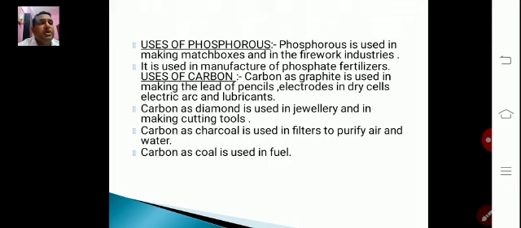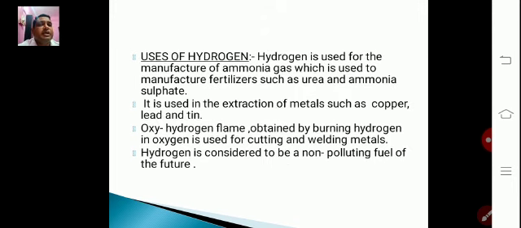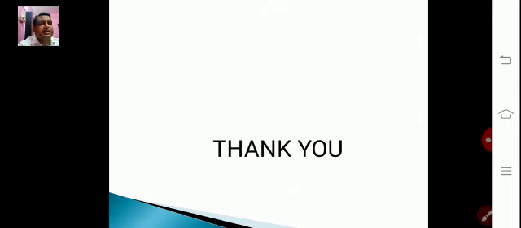And now we have to discuss the uses of hydrogen. Hydrogen is used for the manufacture of ammonia gas, and hydrogen is used in the extraction of metals. Hydrogen is also one of the most abundant elements and is an important constituent of all living things. Now we have to discuss some questions.